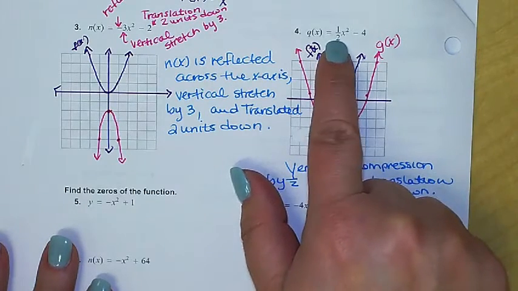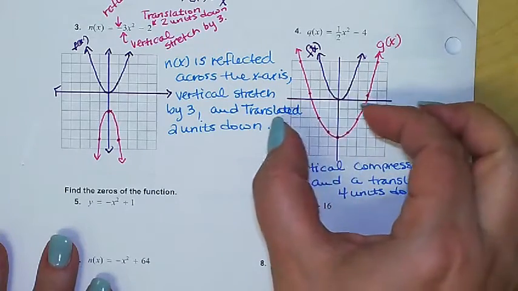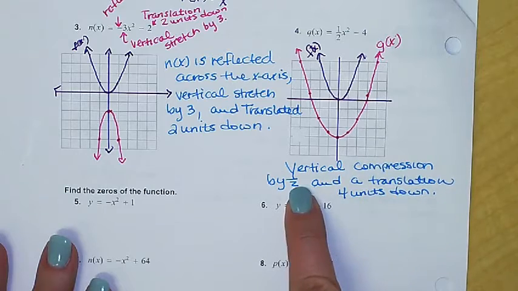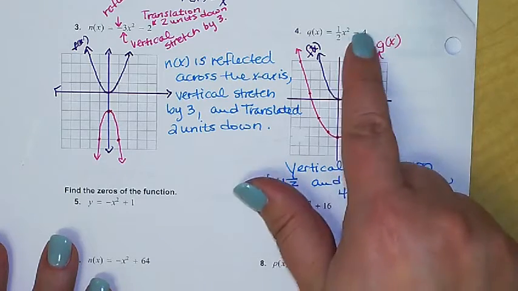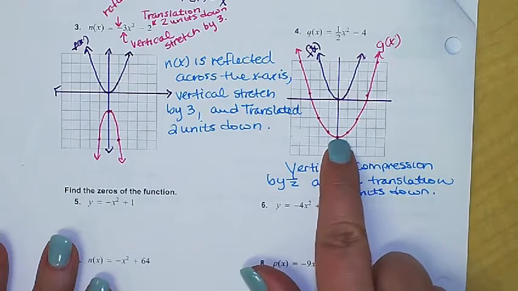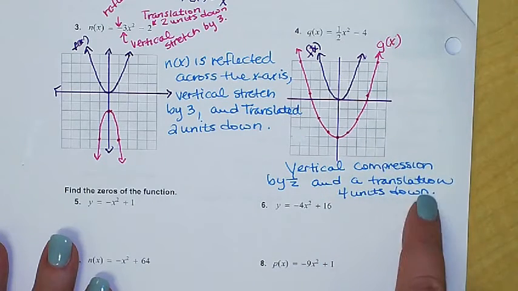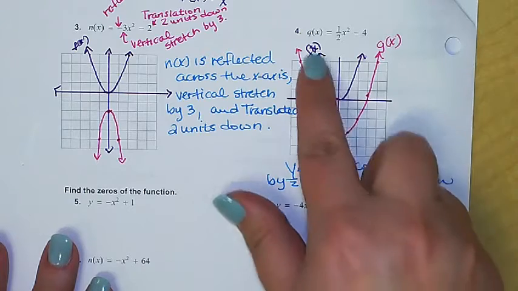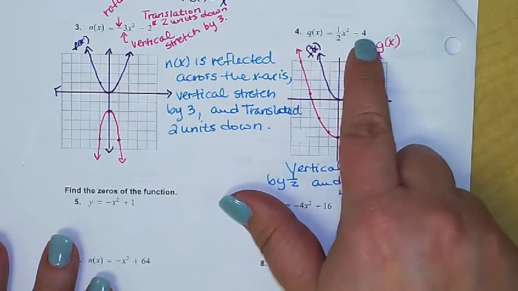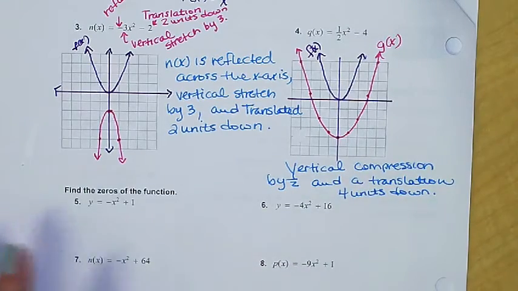So just as expected, it's still positive, so it's still opening upward. That 1/2 does make it wider looking, which is a vertical compression by 1/2, right? And then the -4 just slides everything down. So our vertex is down to -4 here, and all of our points slide down that way. So it's a translation 4 units down as well. So really two big changes here. This was a vertical compression by 1/2 and a translation 4 units down. That's what your graph would look like.